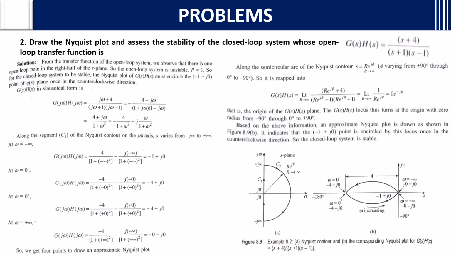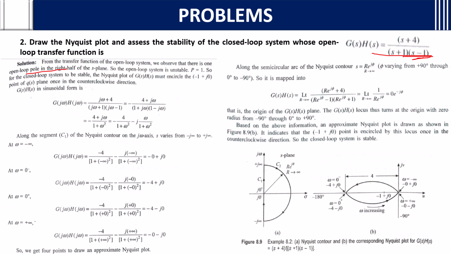Second question. Draw the Nyquist plot and assess the stability of the closed loop system whose open loop transfer function is this. If you see here from the transfer function of the open loop system, we observe there is one pole in the right half of the S-plane. Which pole? It is s equals plus 1. So the open loop system is unstable. P is equal to 1.